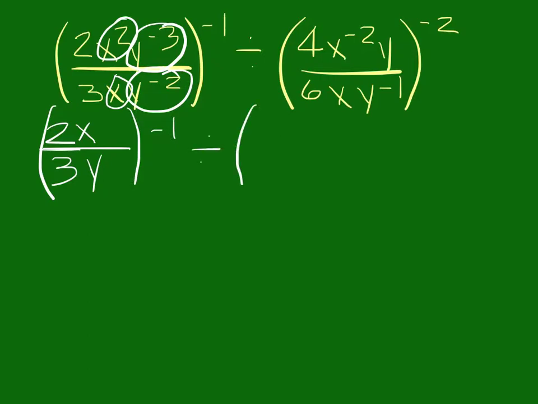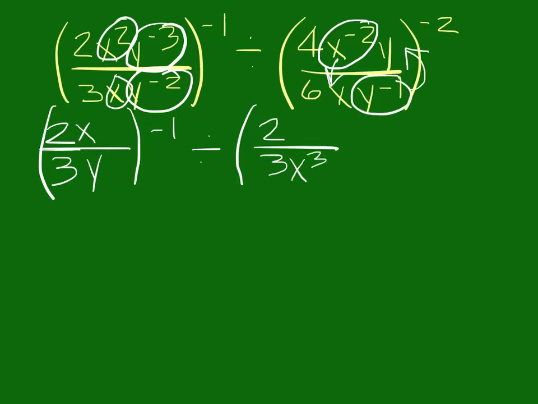4 over 6, what does that reduce to? 2 over 3. This x to the negative 2 goes to the bottom and combines to make a what? X to the third. And then this y to the negative 1 goes to the top and combines to make a what? Y to the second. Everything still to the negative 2 power. The negative 1 power over here on the left means that you flip this. So you have 3y over 2x.